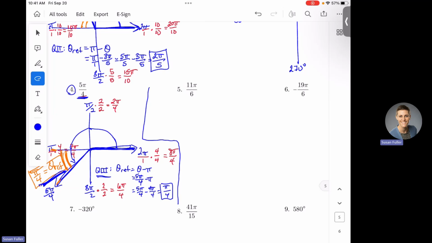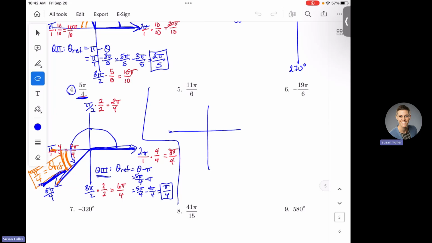All right, let's just keep rocking and keep doing these. So number 5, 11 pi over 6. We have another one in radians. So I'm going to make my circle here. Sorry, I'm going to try to keep it a little smaller so I can keep everything in here.